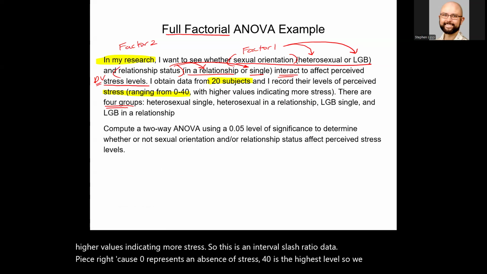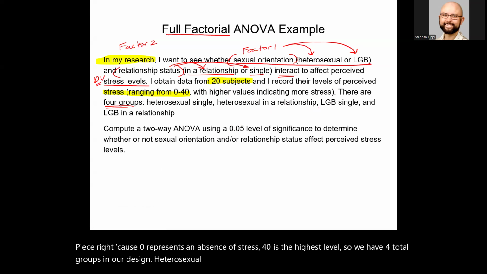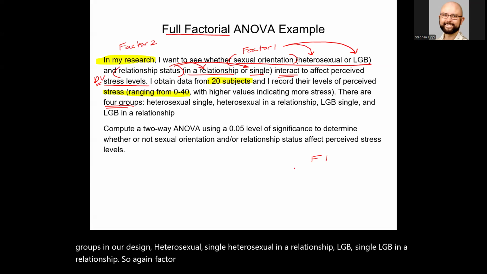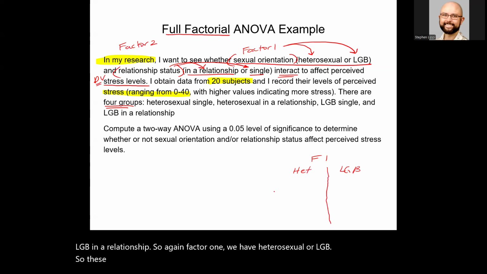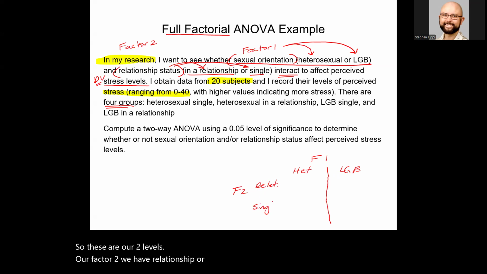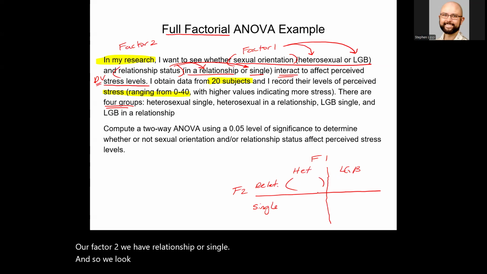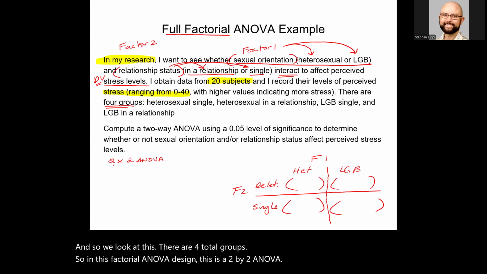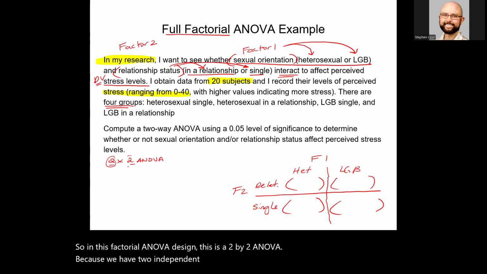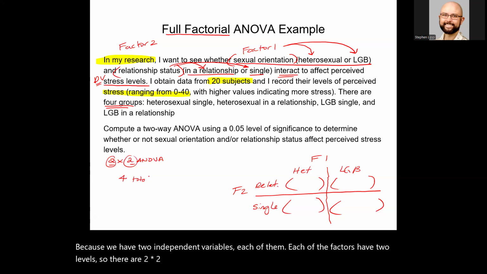So we have four total groups in our design: heterosexual single, heterosexual in a relationship, LGB single, LGB in a relationship. So again, factor one, we have heterosexual or LGB. So these are our two levels. Our factor two, we have relationship or single. And so we look at this, there are four total groups. So in this factorial ANOVA design, this is a 2x2 ANOVA because we have two independent variables. Each of the factors have two levels. So there are 2 times 2, 4 total groups.